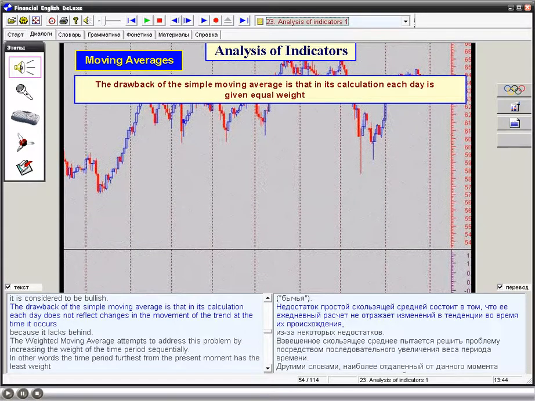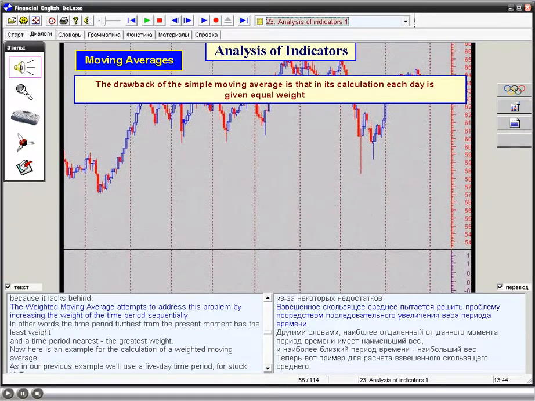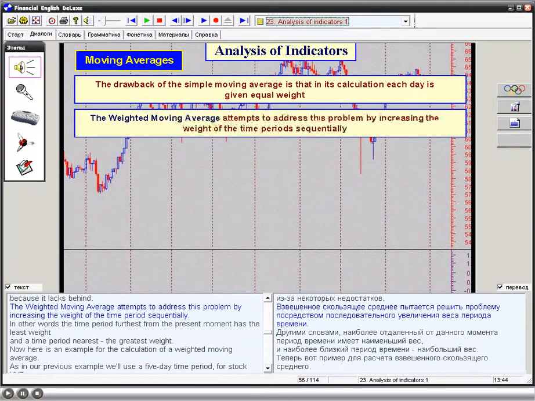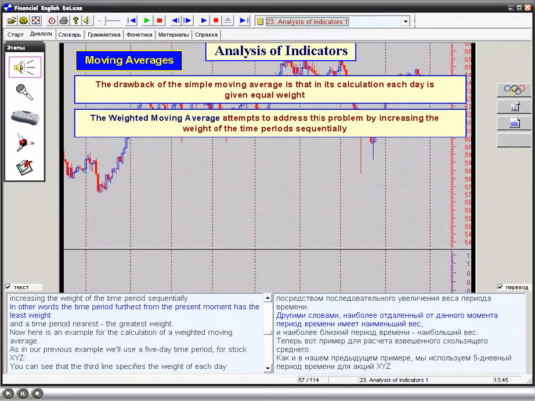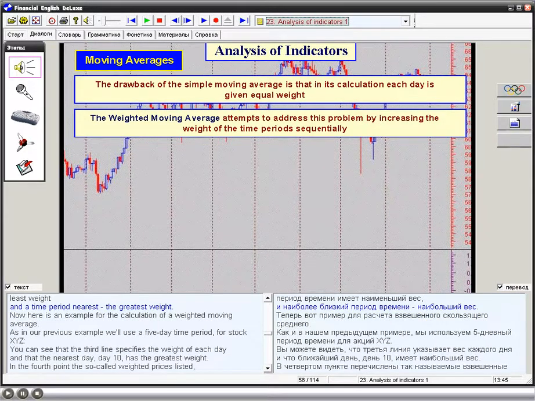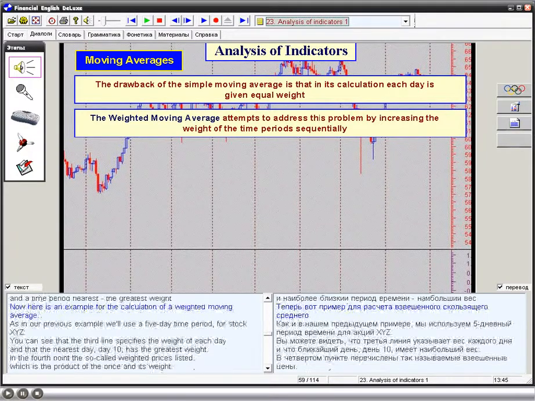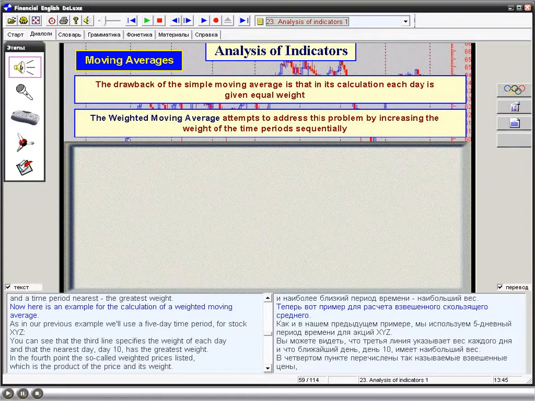The drawback of the simple moving average is that in its calculation, each day does not reflect changes in the movement of a trend at the time it occurs, because it lags behind. The weighted moving average attempts to address this problem by increasing the weight of the time period sequentially. In other words, the time period furthest from the present moment has the least weight, and the time period nearest the greatest weight. Now here's an example for the calculation of a weighted moving average.